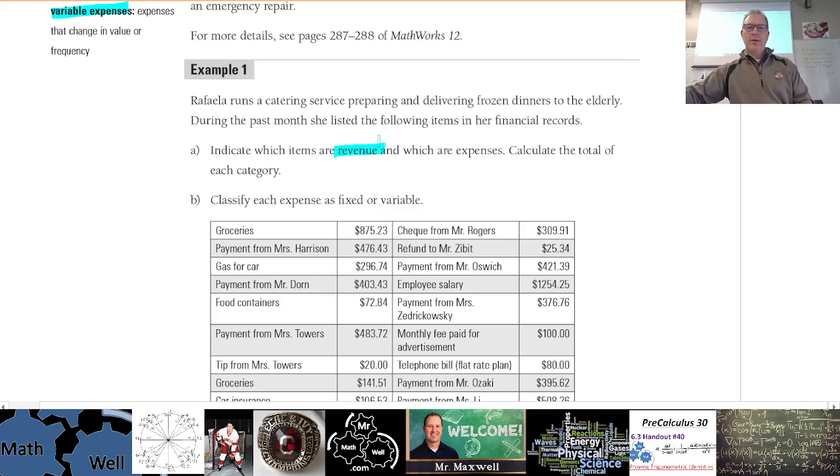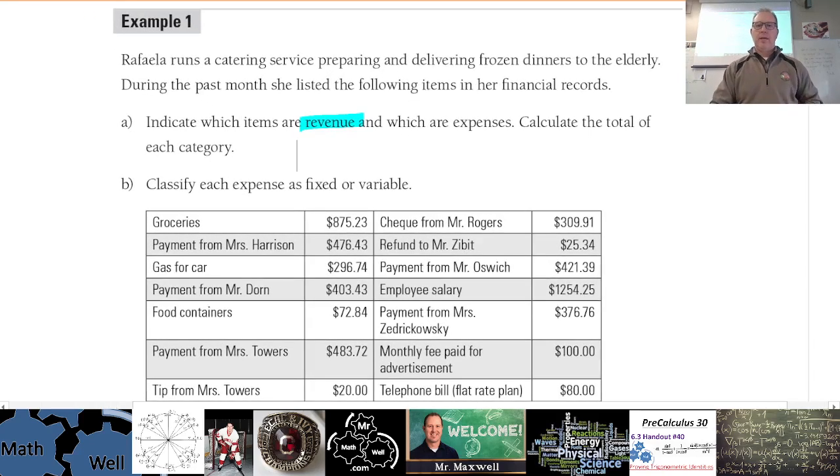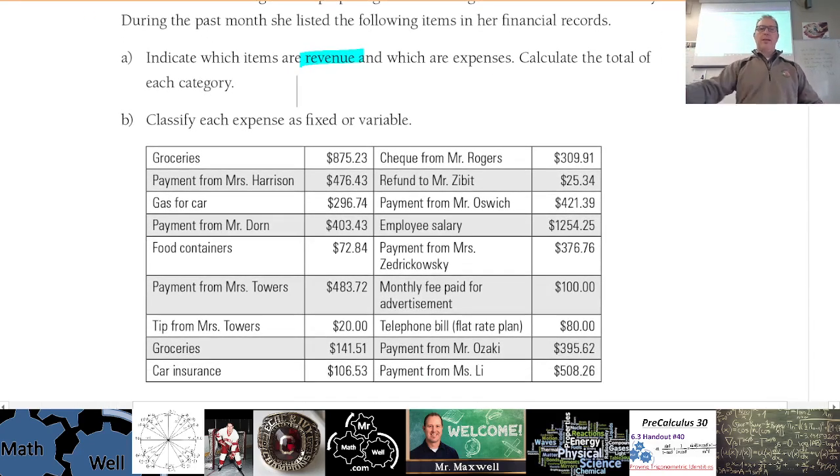So let's do revenue in blue. Okay. And so the money that she brings in. Okay, so groceries. Well, that's money that she pays out, so I don't think that's a revenue. Payment from Mrs. Harrison. Well, that is coming in. So that would be a revenue. Gas, nope, that's not a revenue. Payment from Mr. Dorn. Food containers, I'm assuming she's buying those, so that's not revenue. There's another payment. Oh, here's another tip, so that's coming in. So again, money coming in. No groceries, that's going out. Car insurance, that's going out. Check for Mrs. Rogers. Okay, these are all revenues I'm highlighting right now.